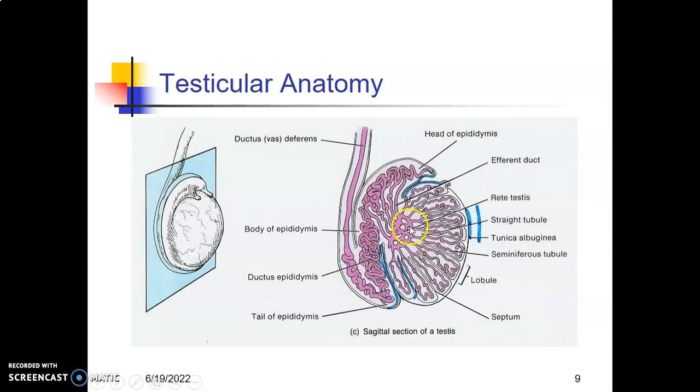Then from the straight tubules, they go to the rete testis. Then from the rete testis into the efferent ducts, before the sperms now enter the epididymis. So the head, the body, and the tail of the epididymis, then through the efferents.